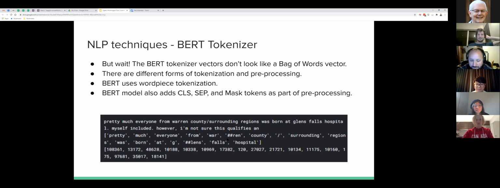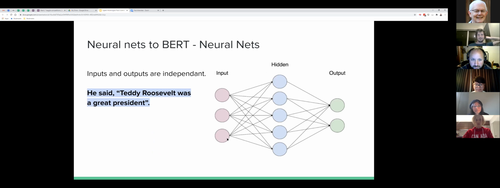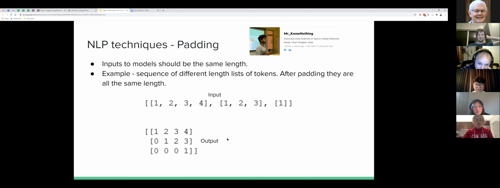Okay, I might actually skip ahead a couple of slides and just go straight into going through neural nets into BERT. I was just going to talk about before, very quickly, padding.